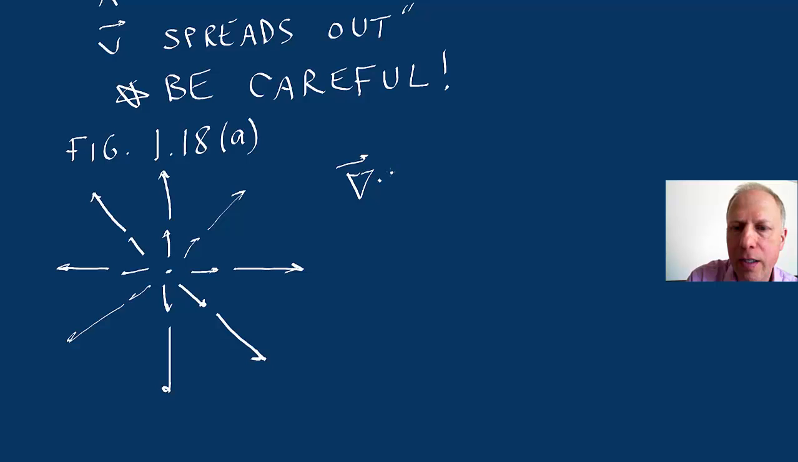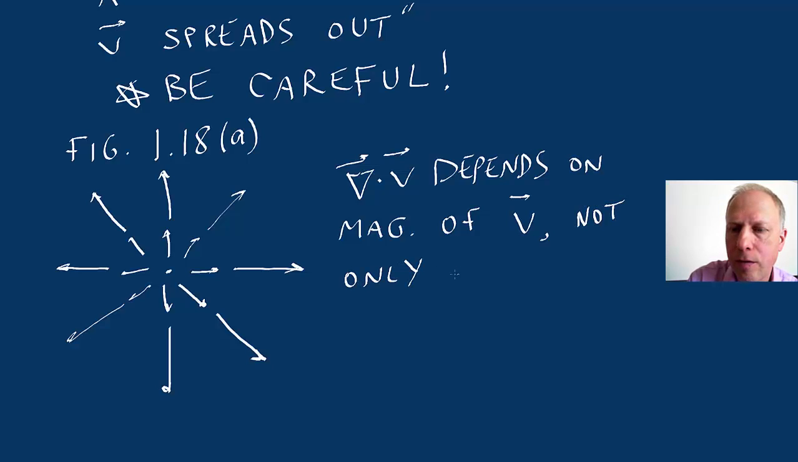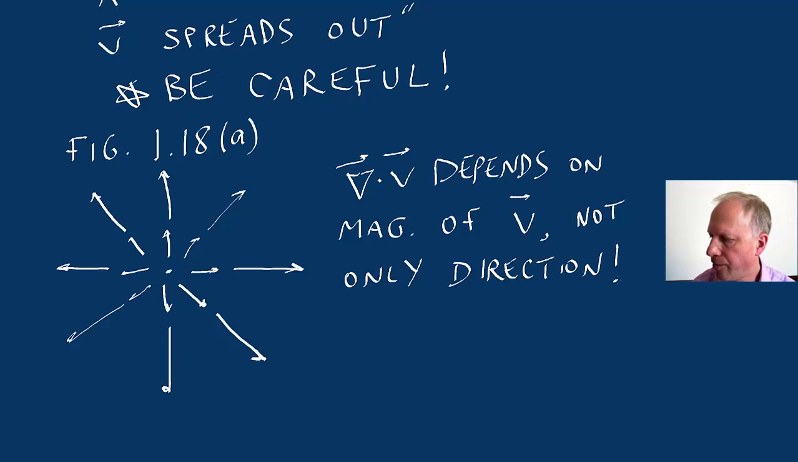The divergence of V depends on the magnitude of the function V as well as its direction. The divergence of V in this particular example shown in figure 1.18a is not just positive at the origin, at the center, but it's positive at all the other points as well.